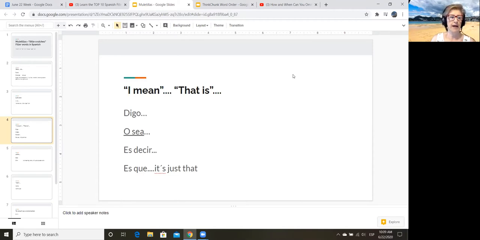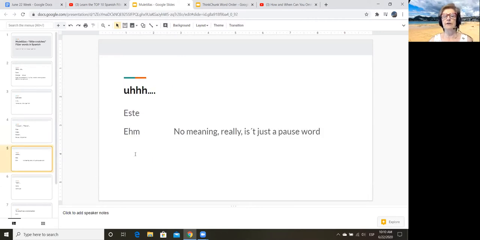Un ejemplo. A ver. Hoy, durante la clase, quiero explicar cómo usamos descripciones. O sea, cuáles son adjetivos que necesitamos usar. Okay. O sea. Okay. A ver. Oh, here's the word. And sometimes this is drawn out.